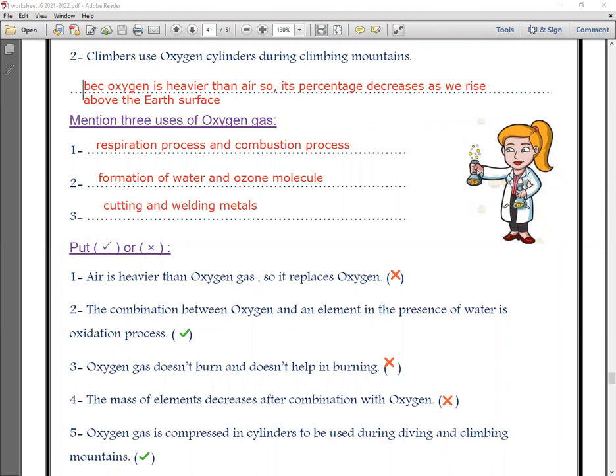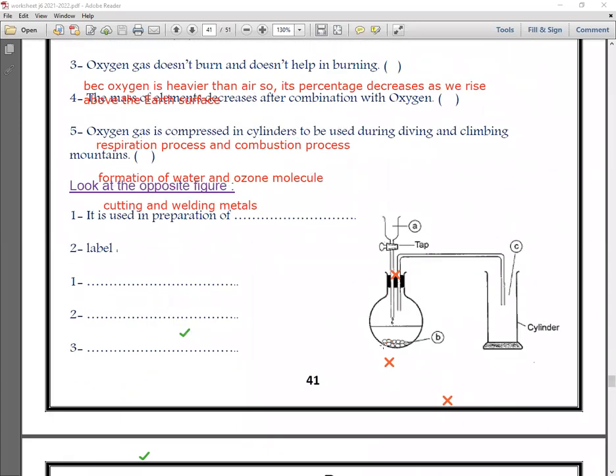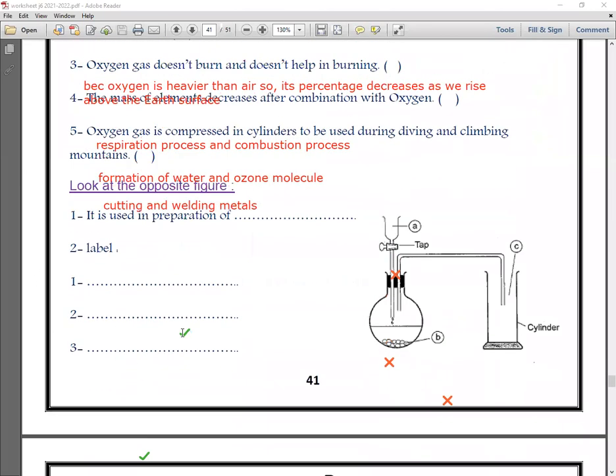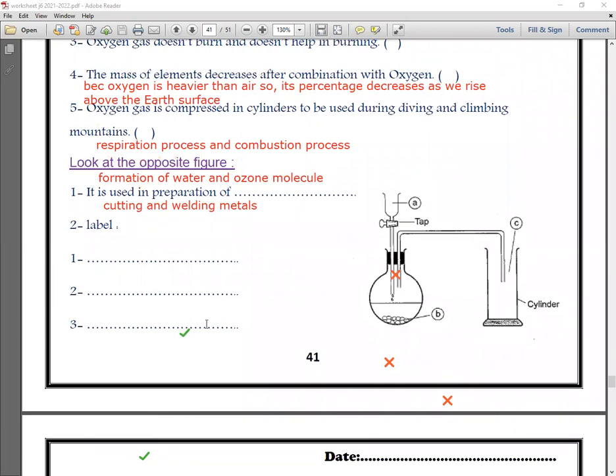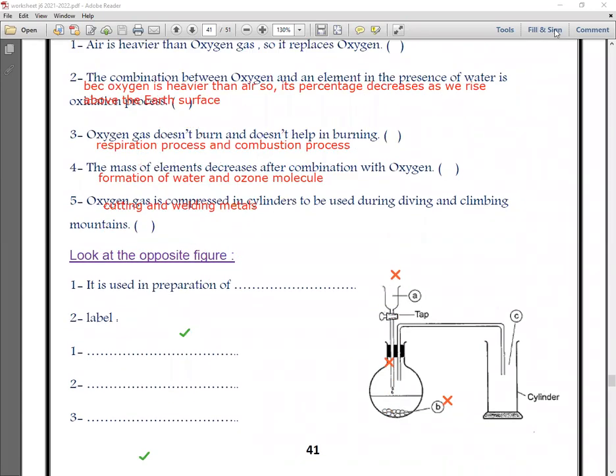The opposite figure, Junior 6, here I don't solve it because this figure is about the carbon dioxide. I solve it when we take the preparation of the carbon dioxide. So the homework is page 39, 40 and 41, except this figure.